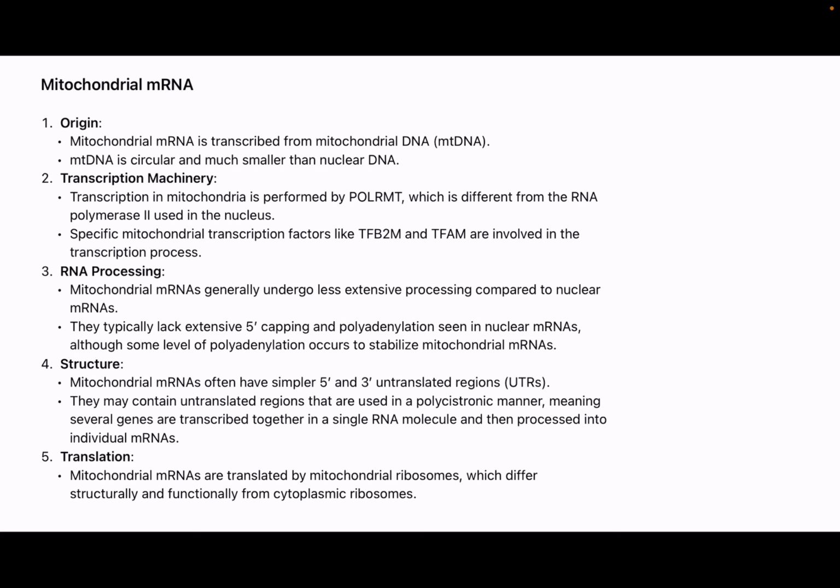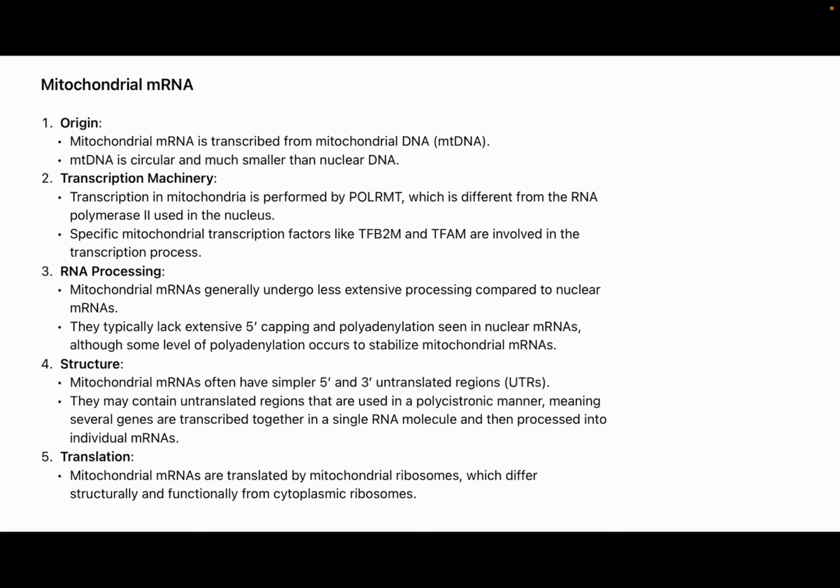Mitochondrial messenger RNA. So, the origin: mitochondrial messenger RNA is transcribed from mitochondrial DNA. Mitochondrial DNA is circular and much smaller than nuclear DNA. We already went through that. Transcription machinery. Transcription in mitochondria is performed by POLRMT, which is different from RNA polymerase II used in the nucleus. Specific mitochondrial transcription factors like TFB2M and TFAM are involved in the transcription process.